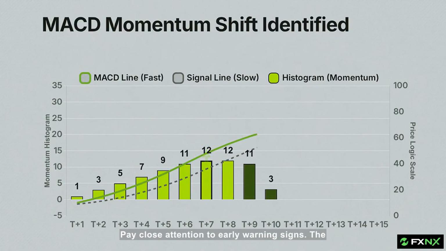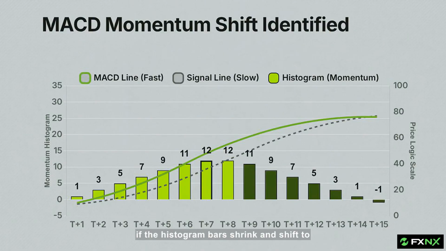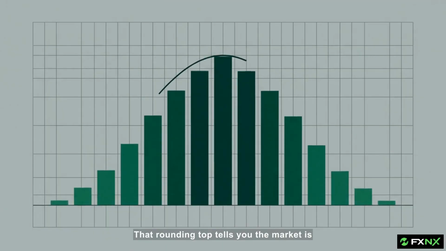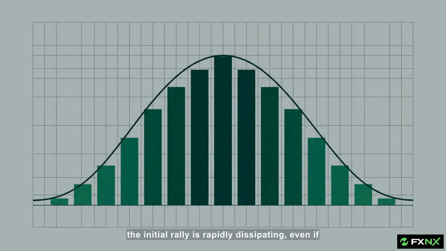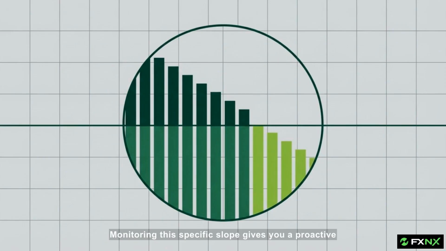Pay close attention to early warning signs. The price trend might still be moving upward, but if the histogram bars shrink and shift to a dark, muted green, momentum is decelerating. You get a distinct rounding top shape. That rounding top tells you the market is taking a breath. But the bullish energy that drove the initial rally is rapidly dissipating, even if the candlestick on your screen is still inching higher. Monitoring this specific slope gives you a proactive visual cue.